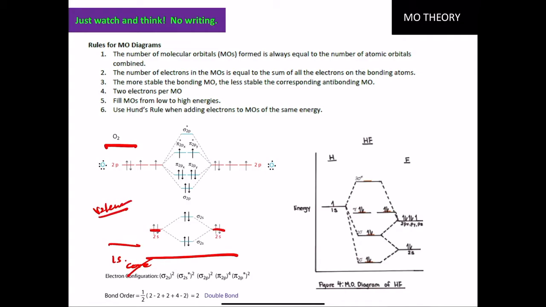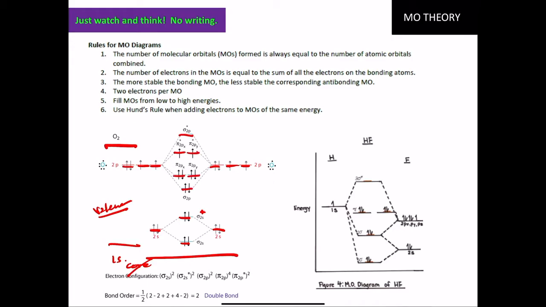Again, AOs come together to give me a bonding MO and an anti-bonding MO. Here we have oxygens with this 3p. I should get 6, and I get bonding MO, bonding MO, bonding MO, antibonding, antibonding, antibonding. So that's expected.